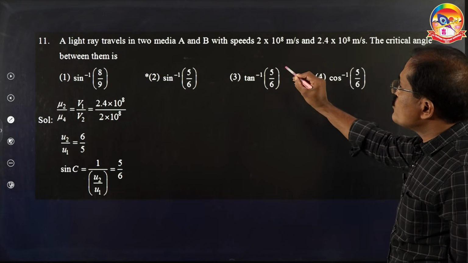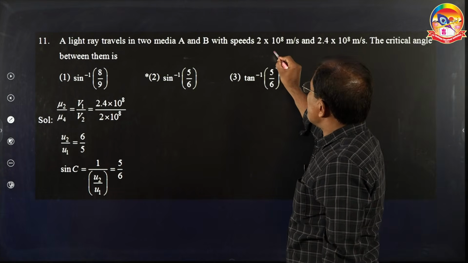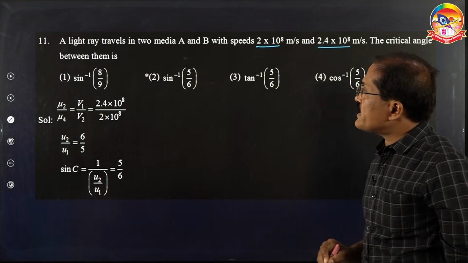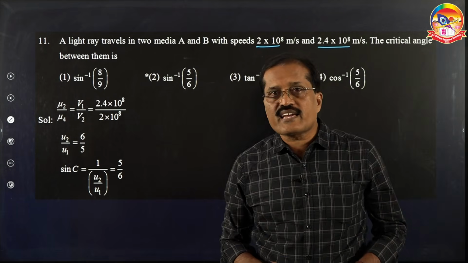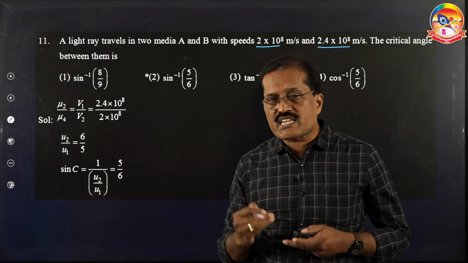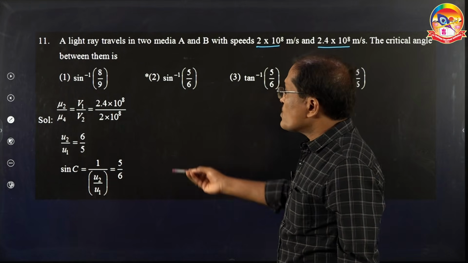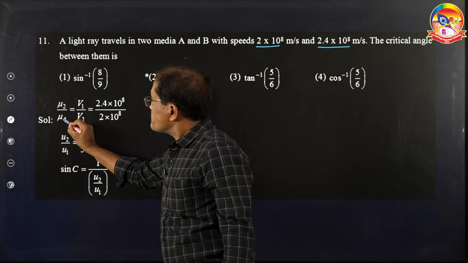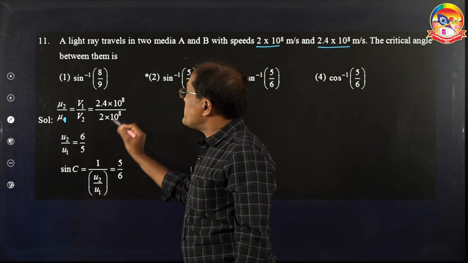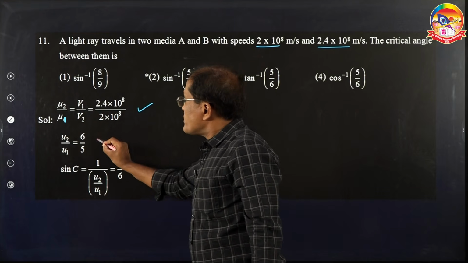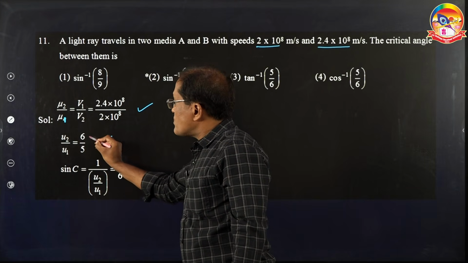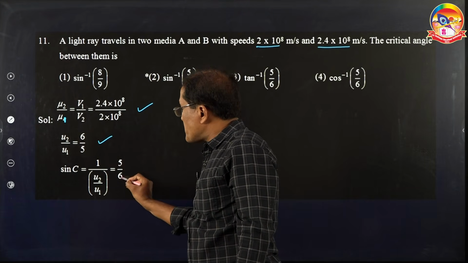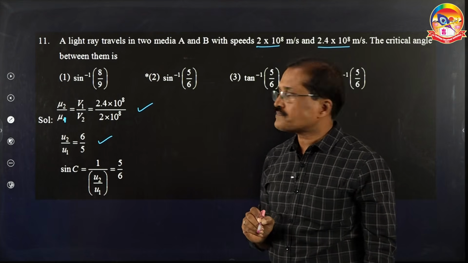A light ray travels through medium A and B, the speed in the first medium is given, the speed in the second medium is given, and the critical angle is asked. For finding the critical angle, you know the refractive index of the denser medium with respect to the rarer medium is required. So mu 2 by mu 1, which is equal to V1 by V2. Substituting, we are going to get mu 2 by mu 1 is equal to, the second medium is denser with respect to the first, that is the reason we can directly write mu 2 by mu 1.